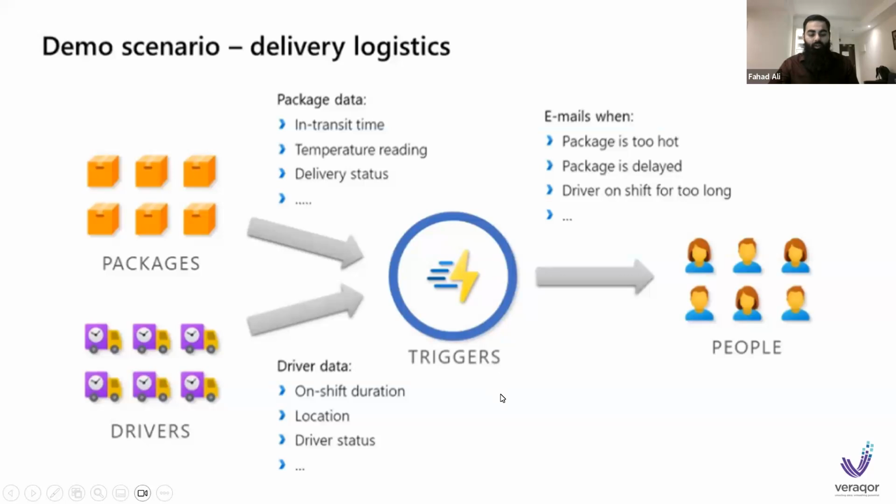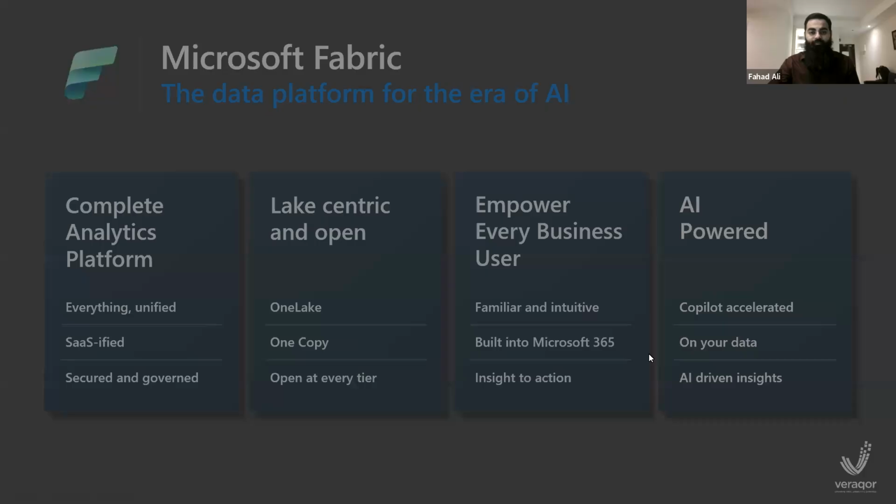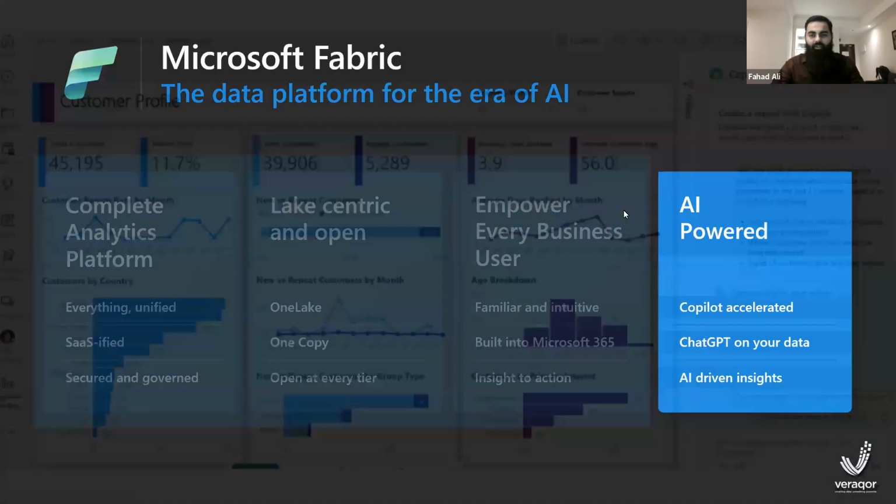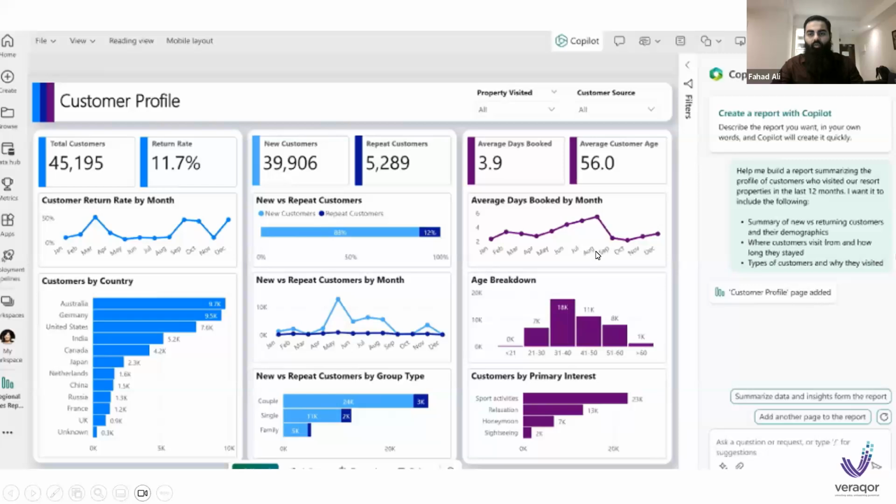Quite honestly, for me at least, and a lot of customers of ours have been saying the same thing, this is exceptional because it's saving time and improving efficiency. Now, AI powered, we talked about that there's Copilot acceleration in there. ChatGPT on the data is there as well, and it's AI-driven insights. When we talk about AI-driven insights, we have seen something like this, like on the right, what we see is the Copilot.